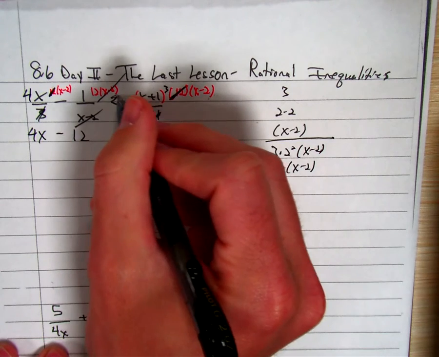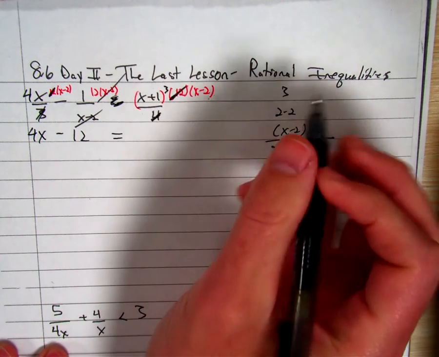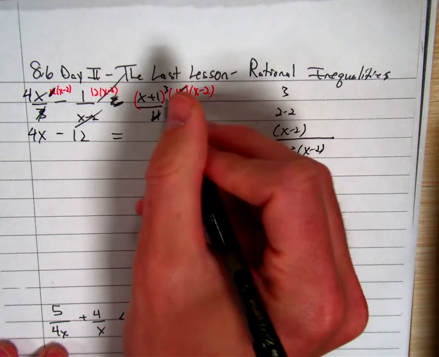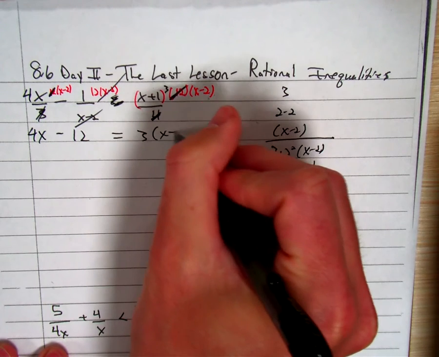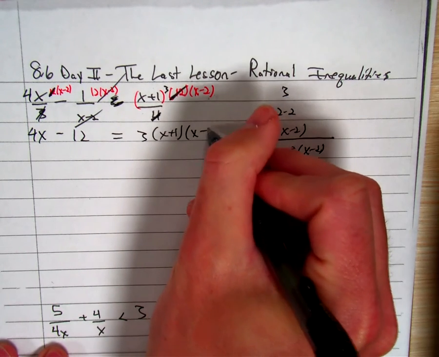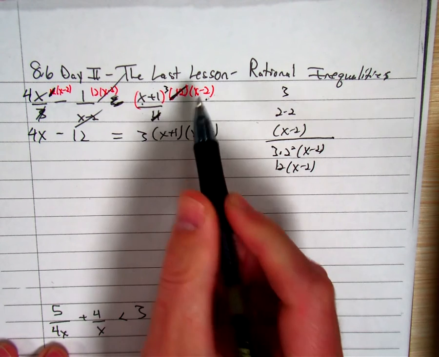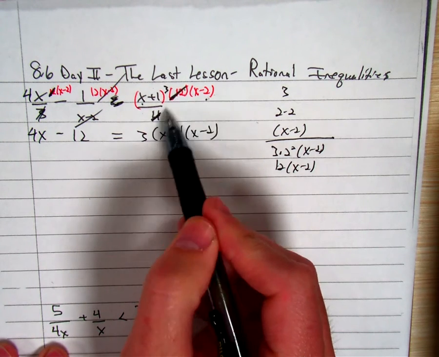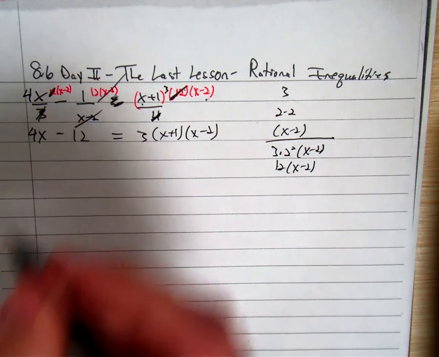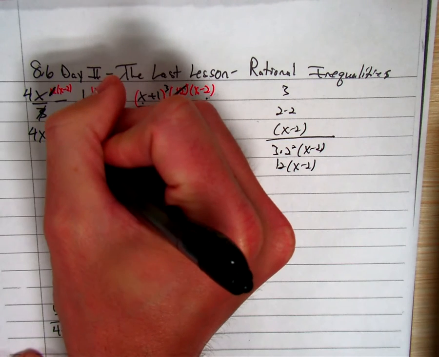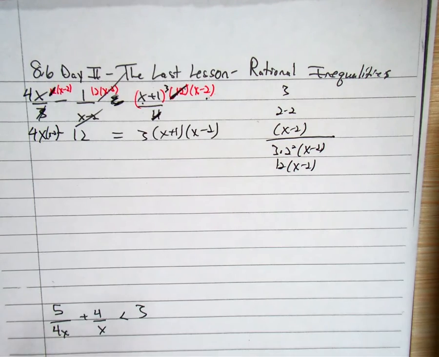And we're going to forget about the inequality sign here. We're just going to call it an equals for now. And we have 3 times x plus 1 times x minus 2. Our x plus 1 from here, our x minus 2 from there, and our 3 was from 12 divided by 4. Oops, I lost my x minus 2 over here. 4x times x minus 2.